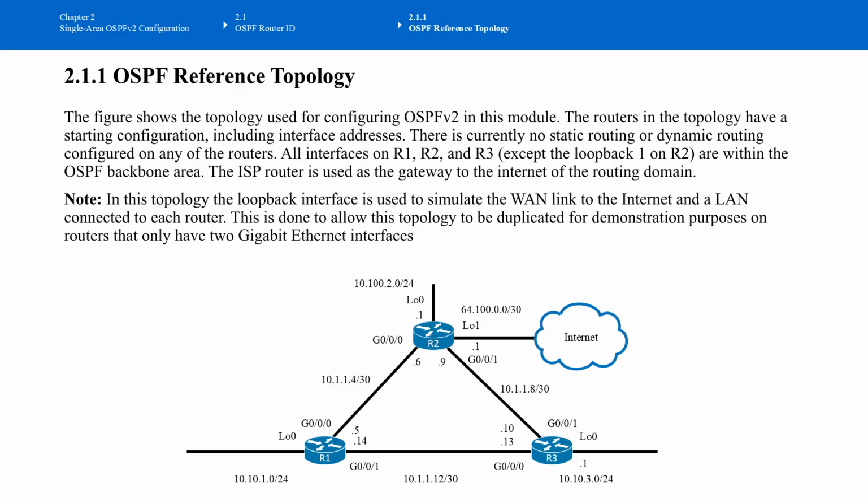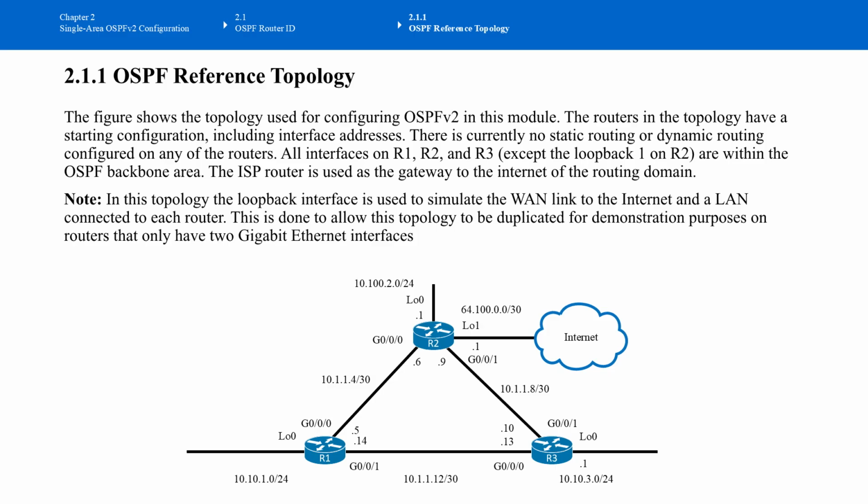In the topology, it has loopback 0, the 10.100.2.0/24, which simulates another LAN. It also has loopback 1, 64.100.0.0/30, which represents a connection to an Internet Service Provider, or ISP. Notice that loopback 1 is not part of the OSPF routing domain because it represents the external Internet.